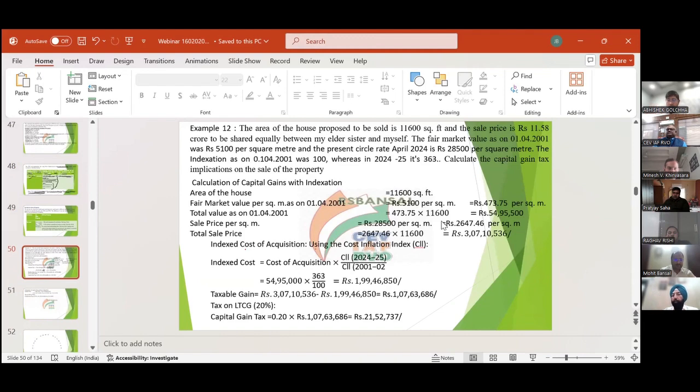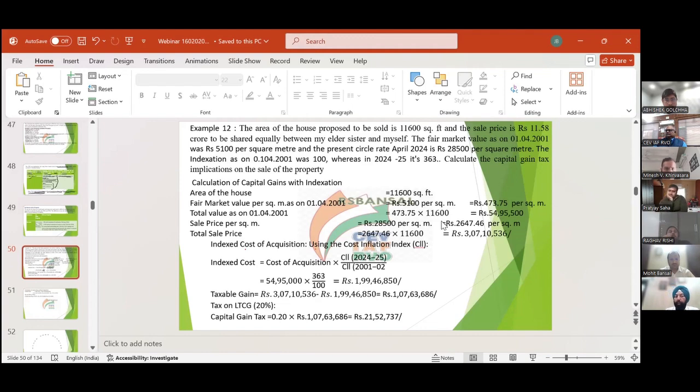The area of the house proposed to be sold is 11,600 square feet and the sale price is 11.58 crore, to be shared equally between my elder brother, sister and myself. The fair market value is 5,100 per square meter and the present circle rate, April 2024, is 28,500 per square meter. The indexation is 363. Calculate the capital gain tax.